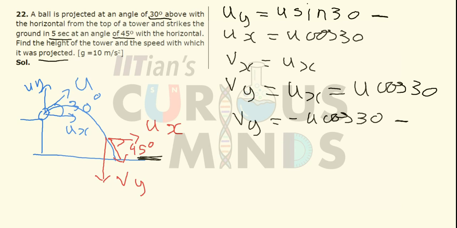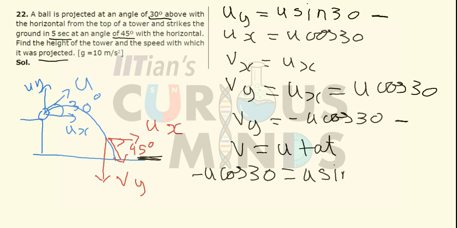We have the time period given as 5. We will use the formula v equals u plus at. I am applying this for the vertical direction, because in the horizontal there is no acceleration, so the body will have constant velocity. So vy will be minus u cos 30 and uy is u sin 30, and the acceleration is minus 10 into t, since it is in the vertically downward direction.